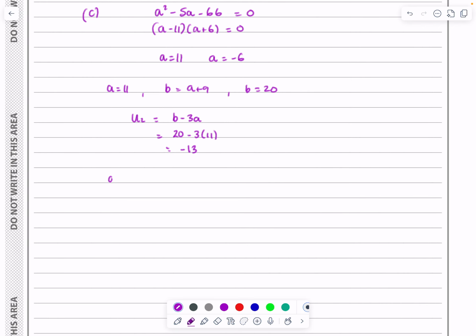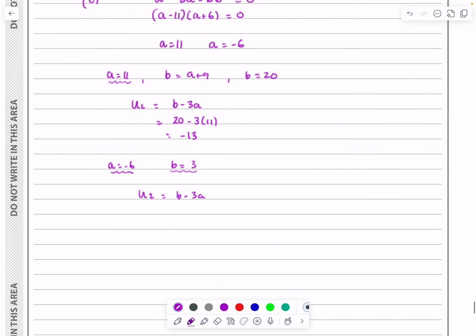Let's try A equals minus 6. It might be there was a cleverer way at the start of working out which one was quicker, but I can't be bothered. Let's just do the pair of them. I'm not going to lose any marks. It only takes a couple of seconds. B is going to be equal to 3 if A is equal to minus 6. So again, U2 will be B minus 3A. This time that's going to be 3 minus 3 lots of minus 6, which is 3 plus 6. That's going to be the bigger one then, isn't it? So that's going to be 21.